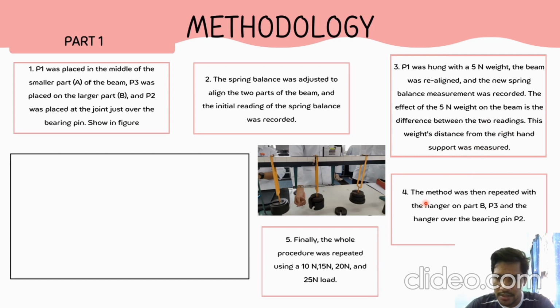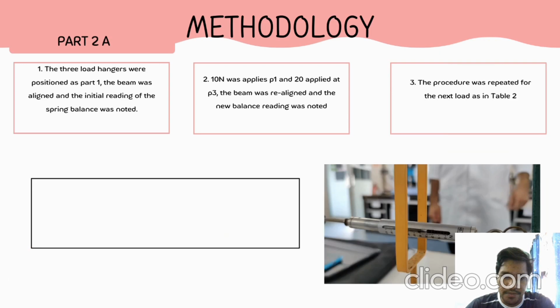Next, the method was repeated with the hanger on part B, P3, and the hanger over the bearing, P2. Finally, the whole procedure was repeated using 10 Newton, 15 Newton, 20 Newton and 25 Newton loads. Next, for part 2, the methodology.